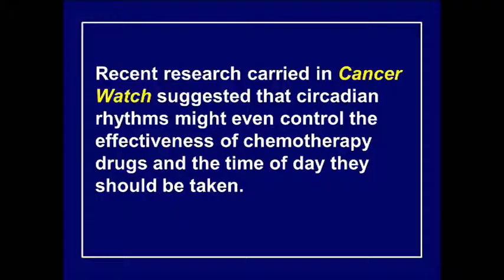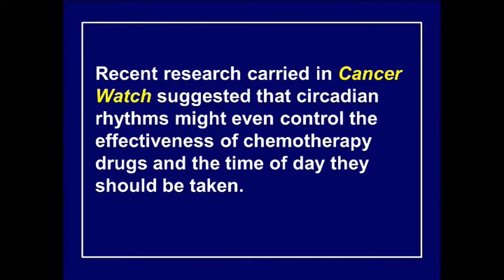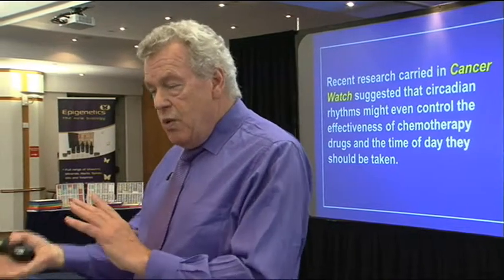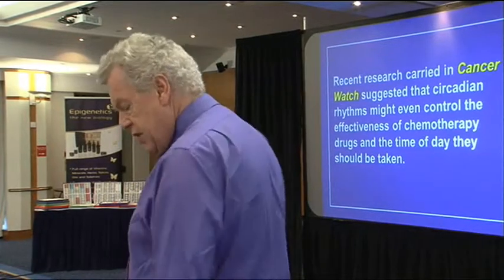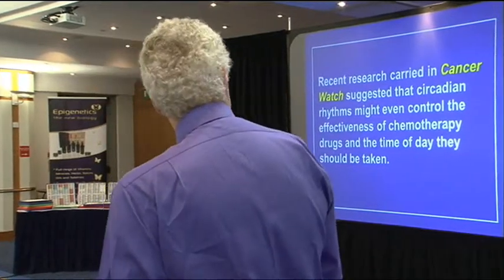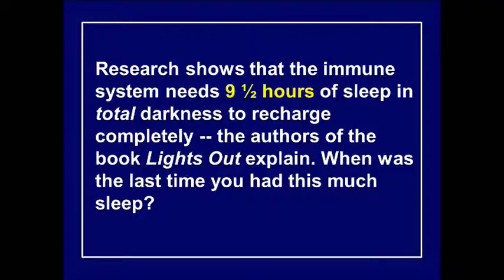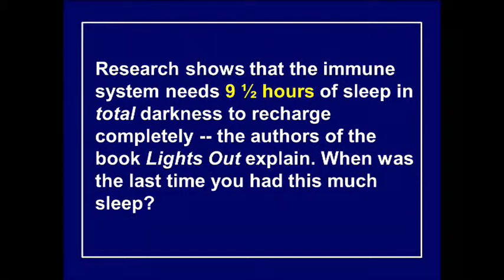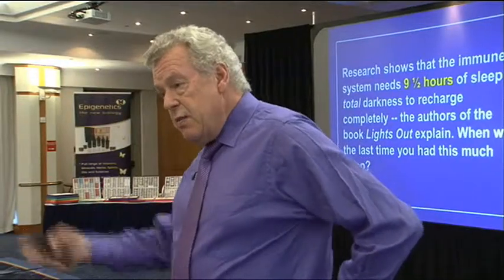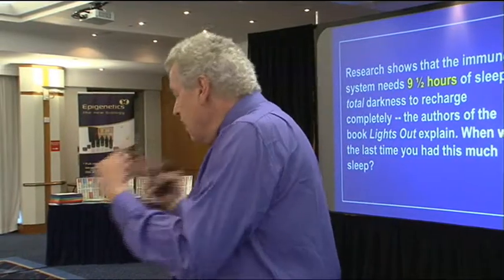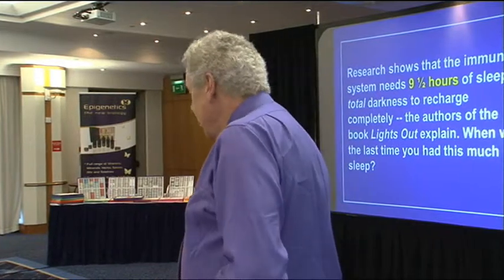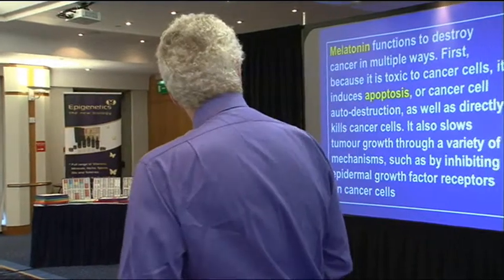So recent research carried out in Cancer Watch suggests that circadian rhythms might even control the effectiveness of chemotherapy. Well, we've known that for 10 years, of when to best give nutrients, when to best give medication. We know that we work with the body clock, the 24-hour system, the circadian rhythms, as to which one is the best time. Research shows that the immune system needs 9.5 hours of sleep in total darkness to recharge completely. That's a long time, isn't it? 9.5 hours. So doesn't mean everybody needs that, but if your immune system is knackered, which is basically why, when you get an infection, you go to bed and you stay there and you just rest. It's the best thing for you.